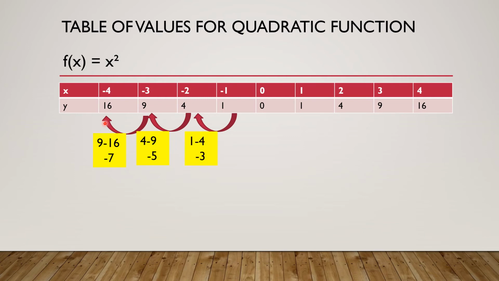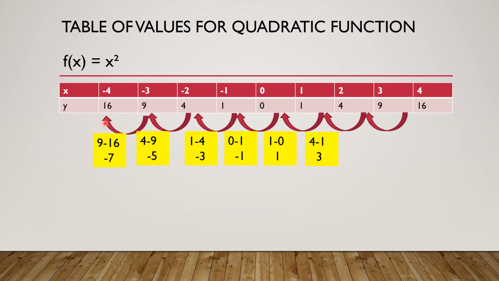1 minus 4, that is negative 3. And 0 minus 1, that is negative 1. And 1 minus 0, that is 1. 4 minus 1, that is 3. Then 9 minus 4, that is 5. 16 minus 9, that is 7.